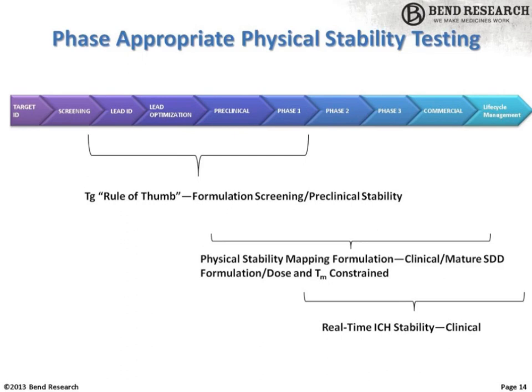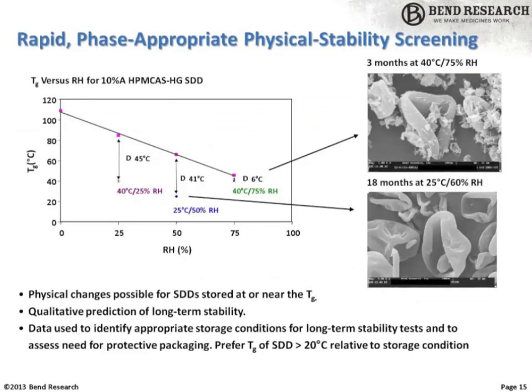And then finally, in the real clinical phases, of course, there's ICH stability data that's taken into account. And so the phase-appropriate physical stability screening that we do in early phase, as I said, is based on the glass transition temperature. And so as you look to physical changes as the SDD is stored at a glass transition temperature similar to the storage temperature, but then as you get farther and farther away, it allows for a longer-term stability.